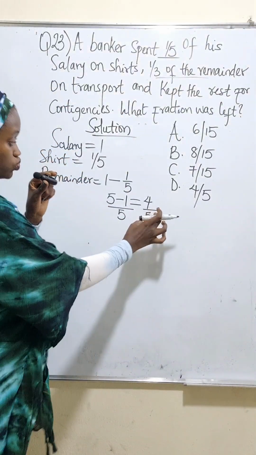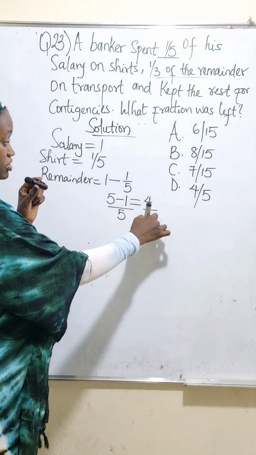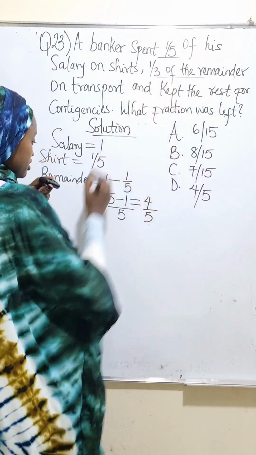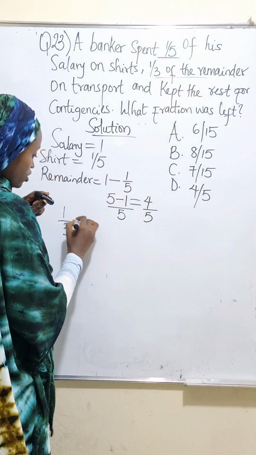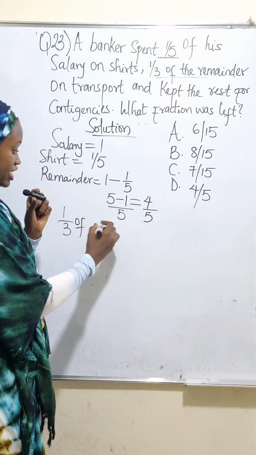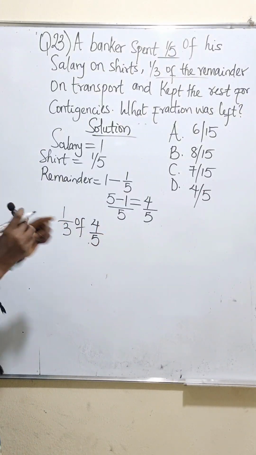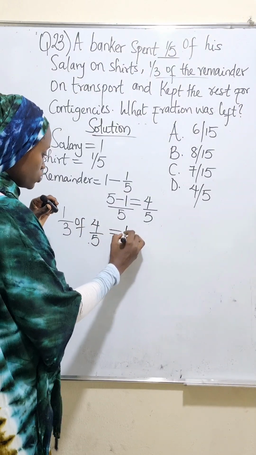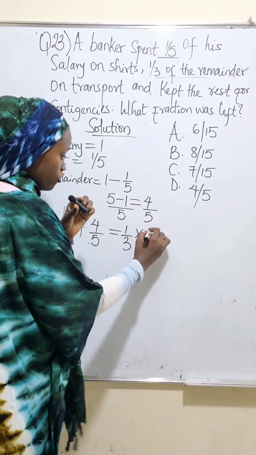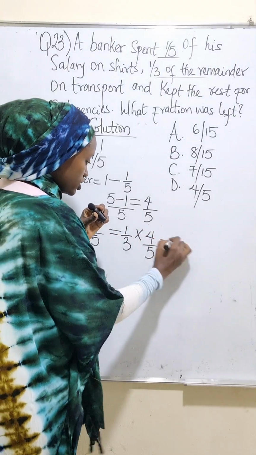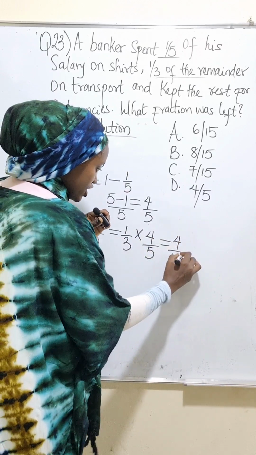Moving on, the next statement says 1 over 3 of the remainder on transport. So this is what he has left, the remainder, right? From this remainder, 1 over 3 of the remainder. The remainder is 4 over 5, right? So let's see how much he has spent here. 1 over 3 of means multiplication, 4 over 5. So this is equal to 1 times 4 is 4 over 3 times 5 is 15.